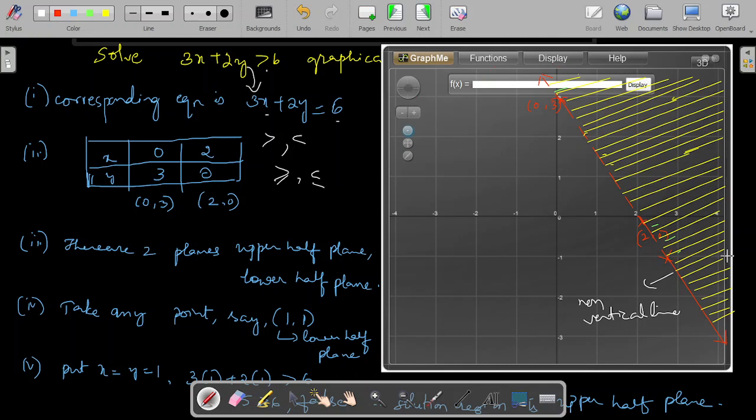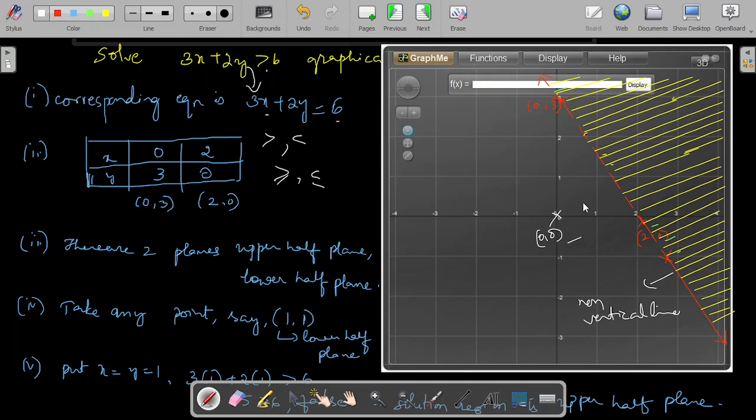So for that sake, you can choose any point. It is not necessary that you have to choose 0, 0 only all the time. You can choose any point, but it should not be on the line. That is the basic thing you have to keep in mind, because on the line, we have already verified they are not solutions of this inequality. Now we are left with the points above the line and points below the line. You take any point which comes above the line or any point which comes below the line. Here 0, 0 is valid, no problem.